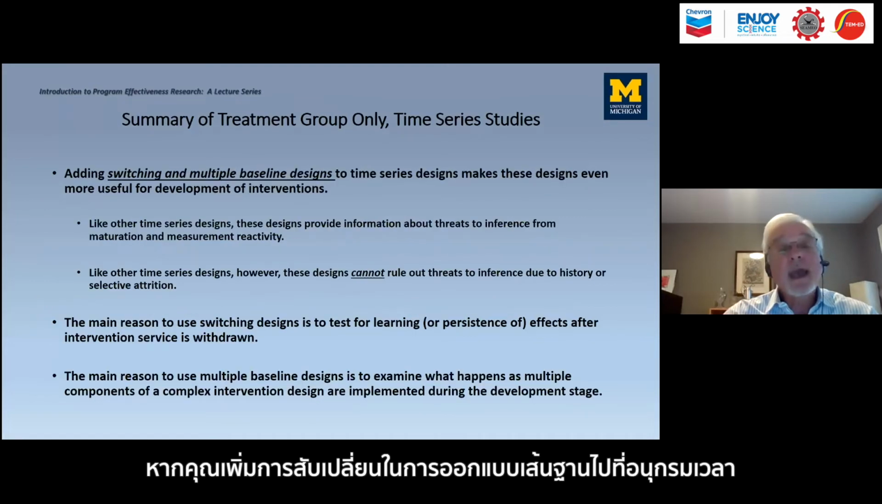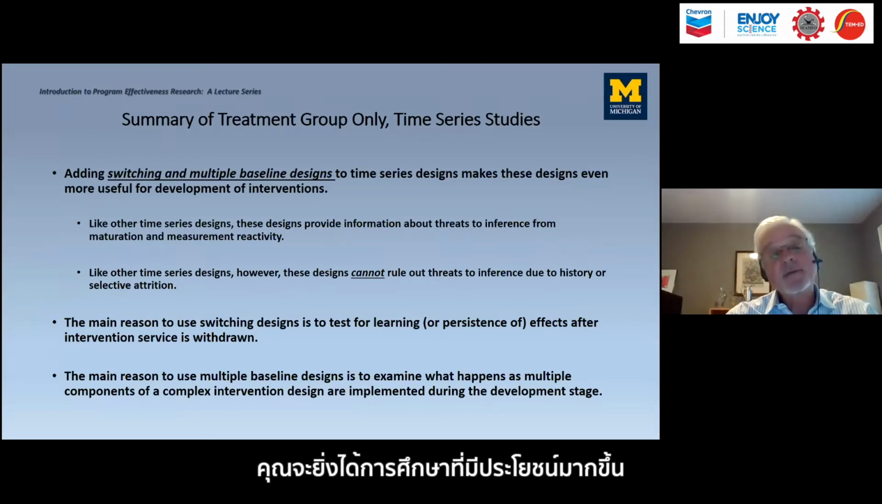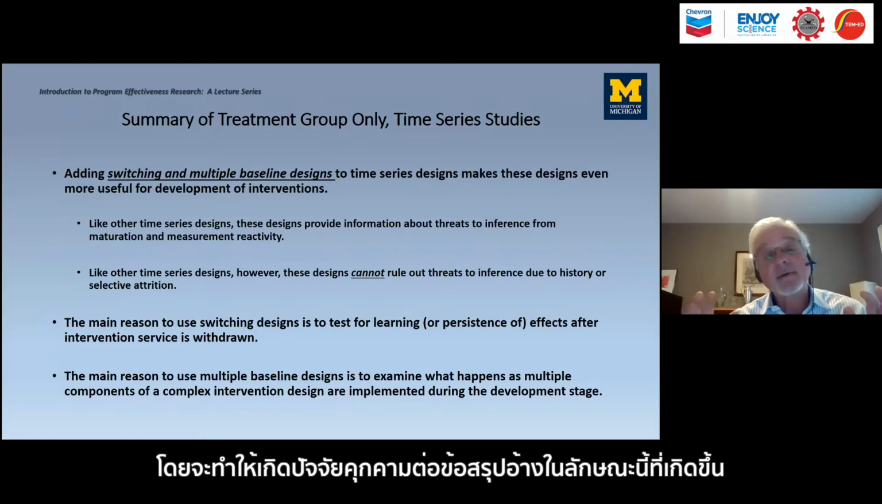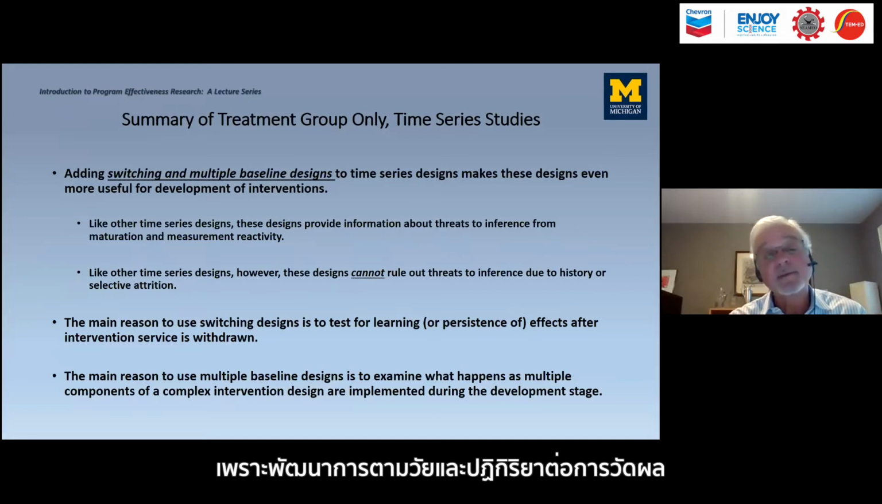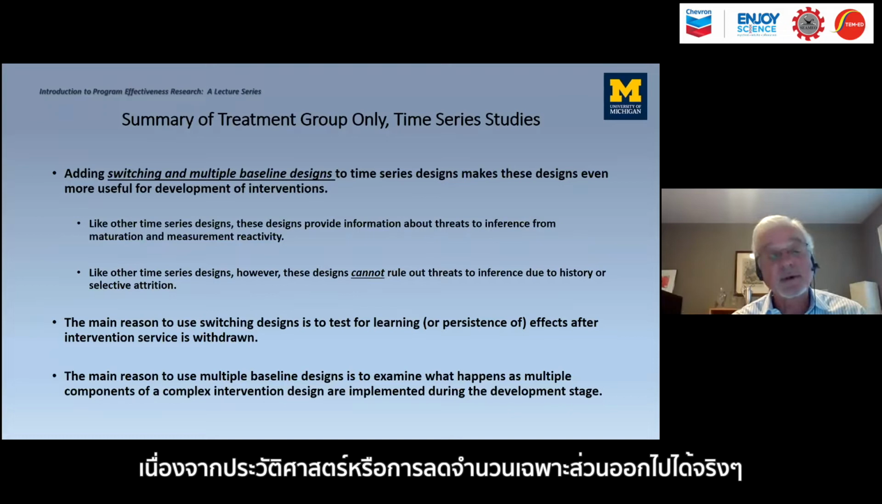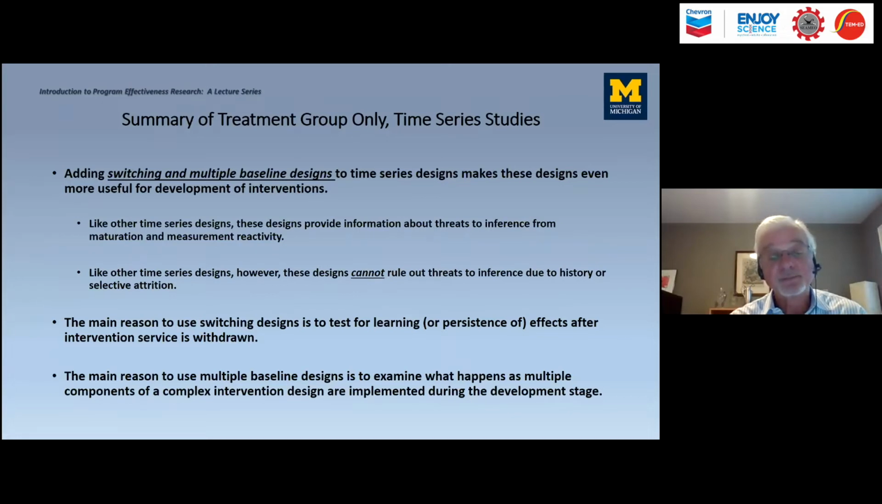Now, if you add these switching and baseline designs to the time series, you're getting even more useful studies, especially for the development of interventions. They're going to help rule out those kinds of threats to inference that arise because of maturation and measurement reactivity. But again, they can't really rule out threats to inference due to history or selective attrition.